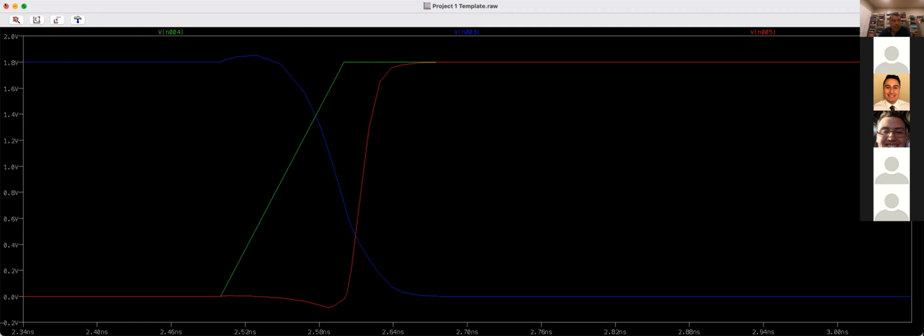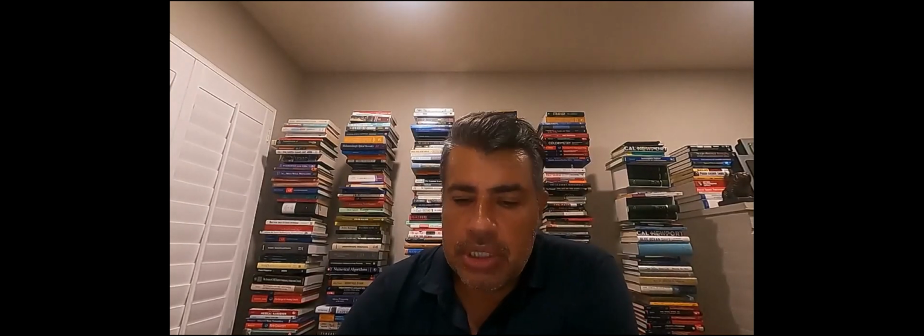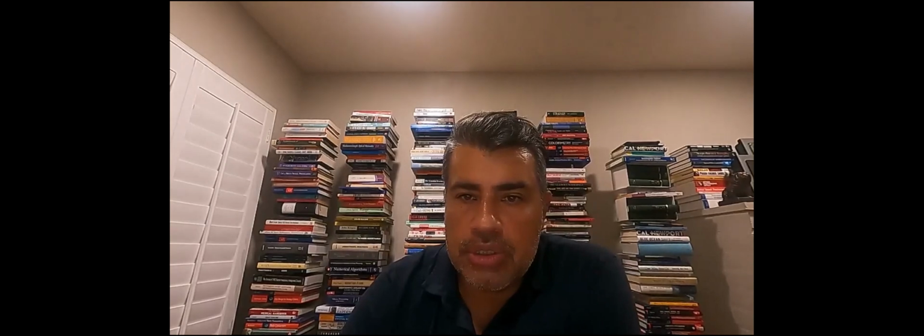It gets very fast. Okay, so now I'm going to start increasing the capacitance. I'm going to increase it to 100 femtofarads and resimulate.